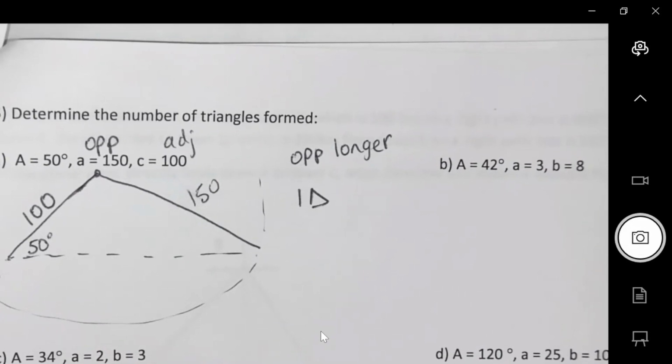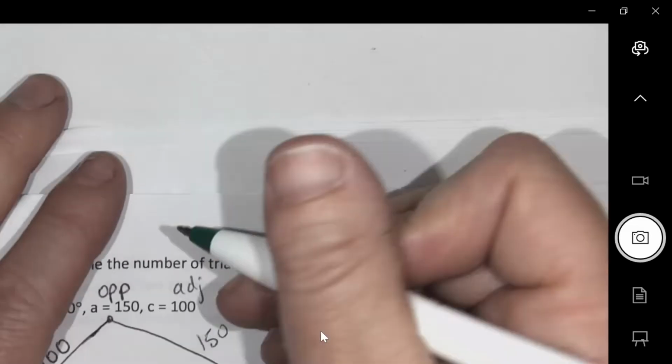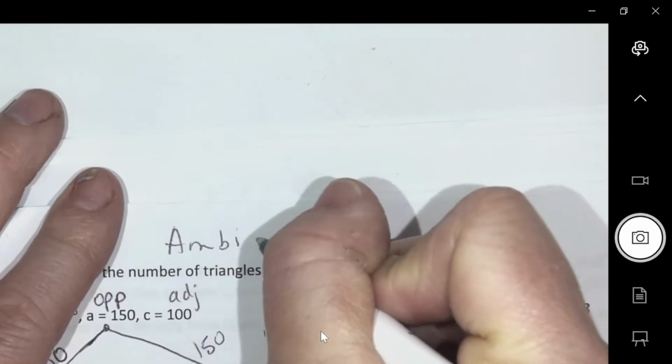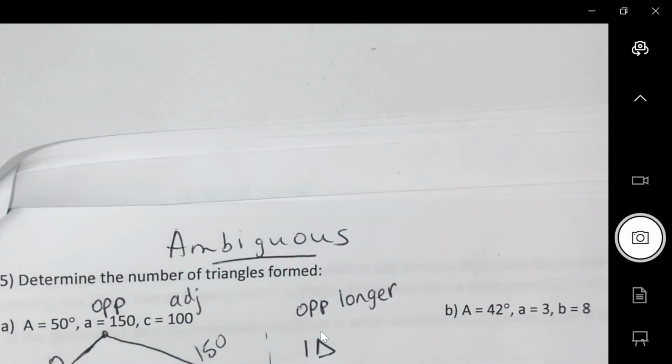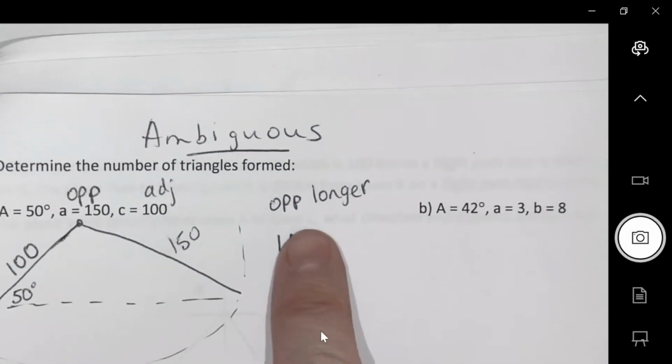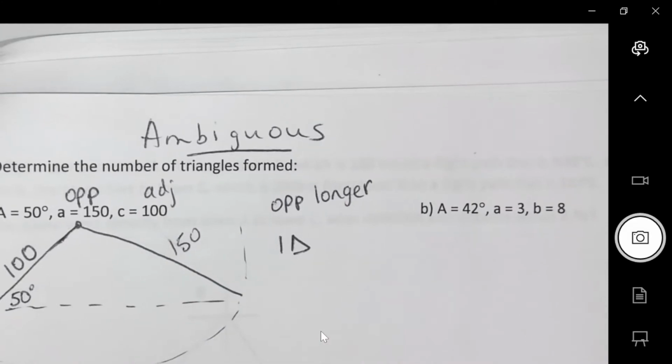So if you want to get your cheat sheet out, you can write ambiguous. Rule number 1, if the opposite is longer, one triangle.